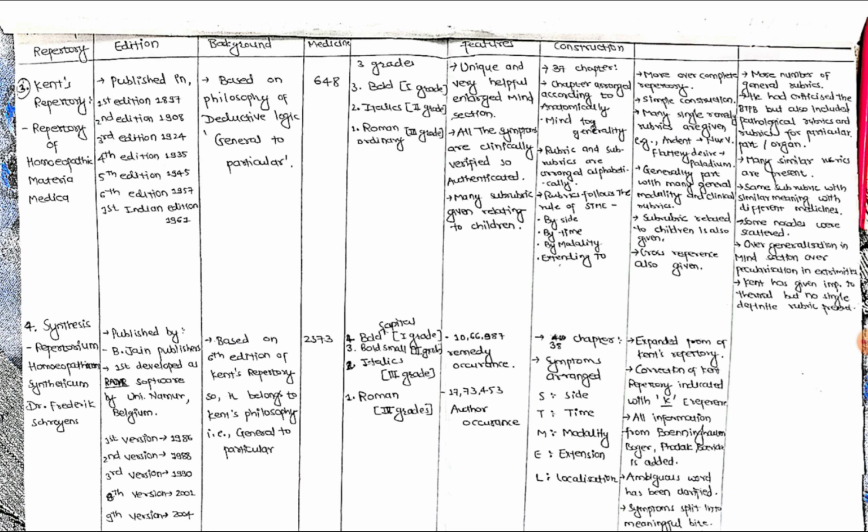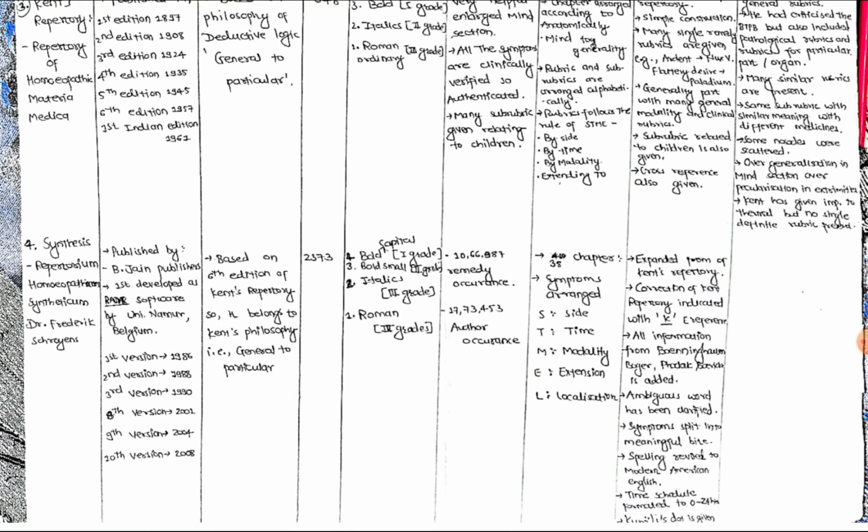Kent has given importance to thermals, but no single definite rubric is present in Kent's repertory which could help us find the thermals of the patient, which is hot and chilly. So then we have the fourth repertory, which is Synthesis.